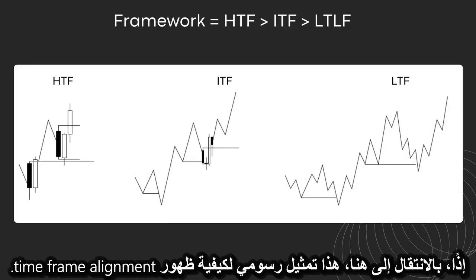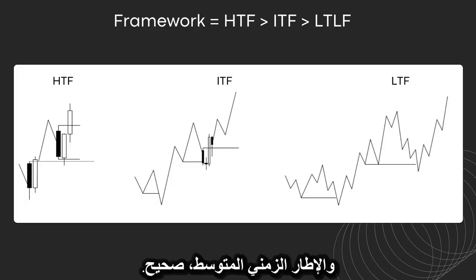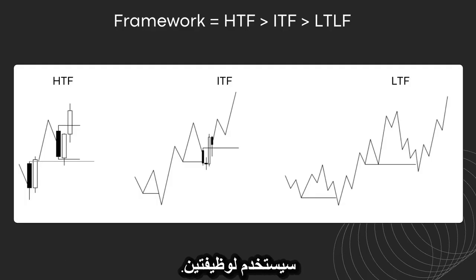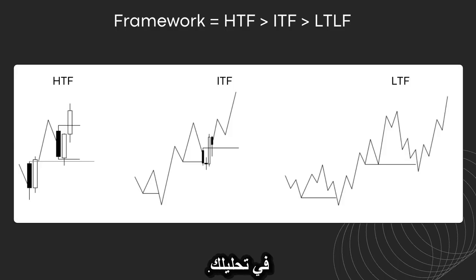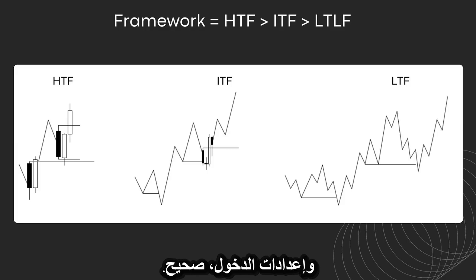So moving on, here is a graphical representation of what time frame alignment looks like. So we've got the three main time frames, which are the higher time frame, the intermediate time frame, and the lower time frame, right? So again, remembering the purpose of each one, you can see that the higher time frame will be used for two functions: marking out key levels and finding CRT, and then matching them and integrating them together. Then you'll use the intermediate time frame for determining structure and gaining conviction in your analysis. And then the lower time frame will be used for, you guessed it right, profiling and entry setups, right?